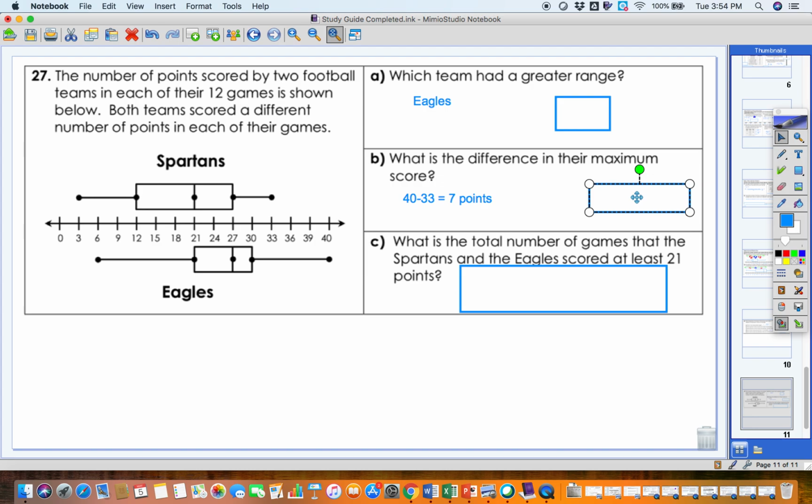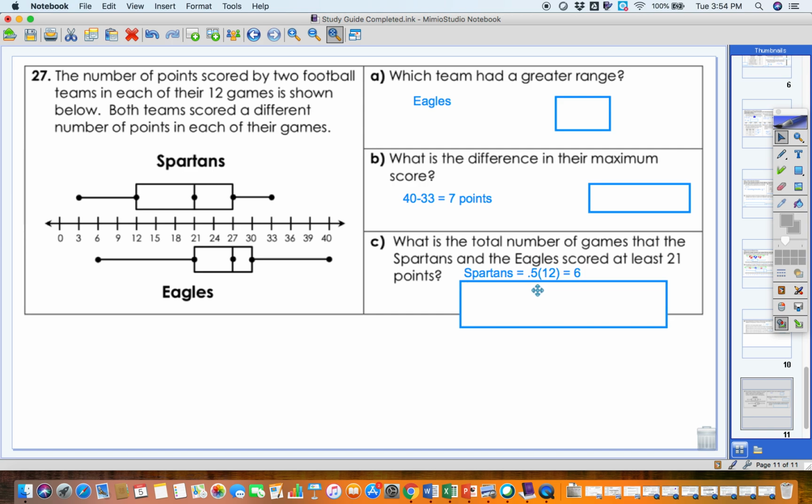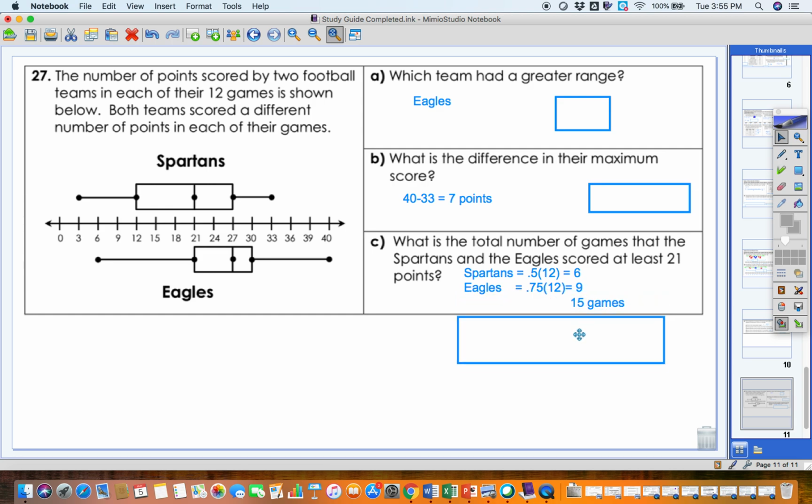And on C, what is the total number of games that the Spartans and Eagles scored at least 21 points? So remember, this is out of 12 games. The Spartans, here's 12, so they have 75%. No, excuse me. This is 21. So this is 50% of their games were at least 21 points. So that's 0.5 times 12, and you get 6. Then for the Eagles, over 21 points, we have 1, 2, 3 sections, which means that 75% times 12, which is 9. When you add those together, you get 15 games total.